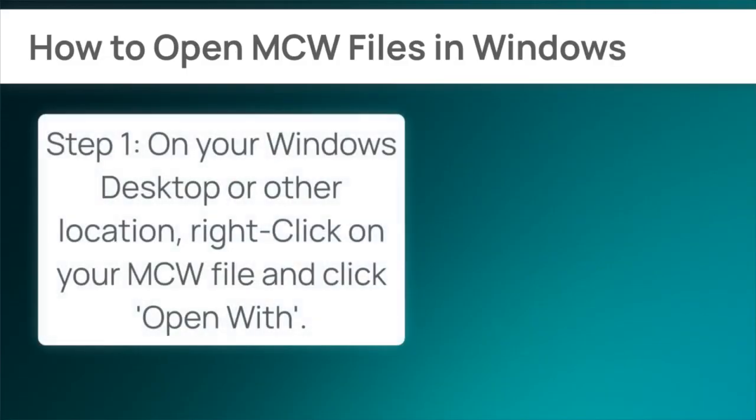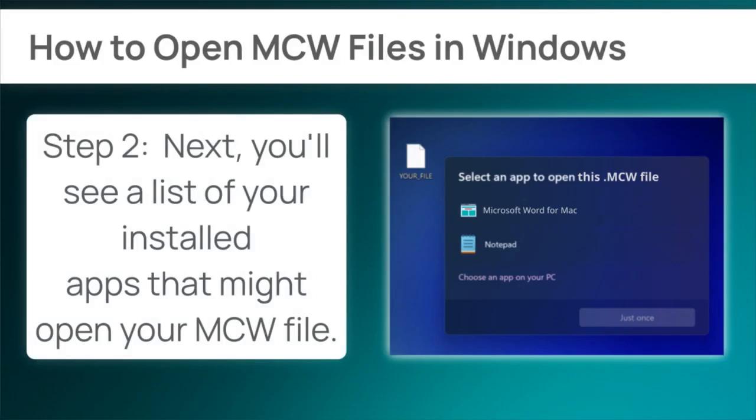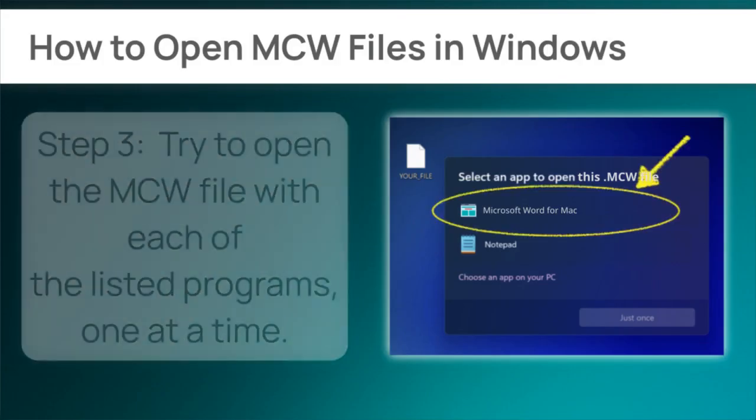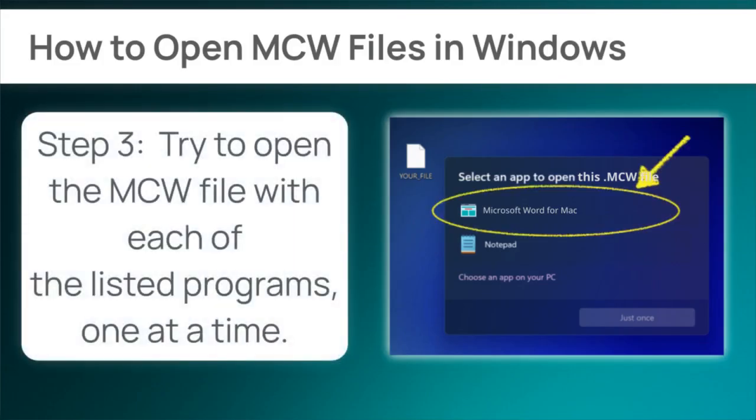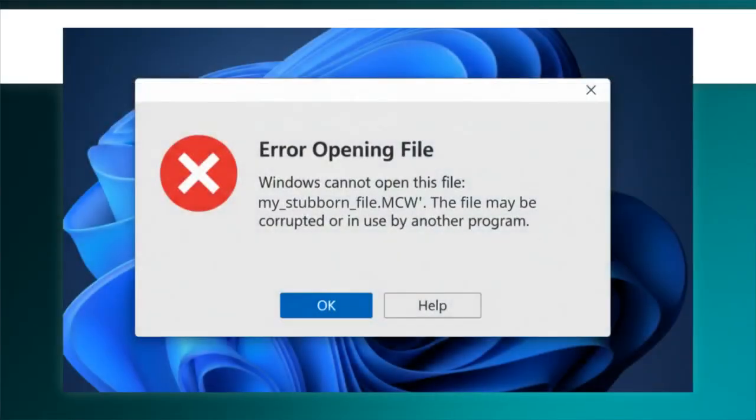We need to check all possibilities. Right-click the MCW file and select Open With. If Microsoft Word for Mac is there, use it. If not, choose a different program. It's often a simple matter of finding the right software hook. When your MCW file does not open, it is usually a small issue.